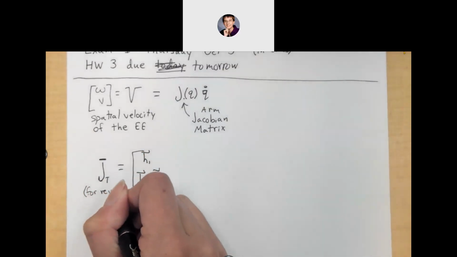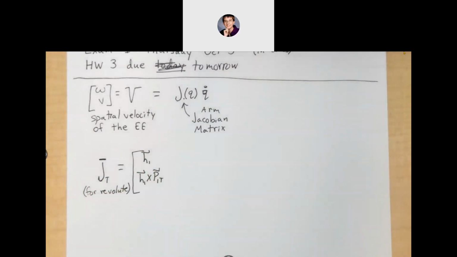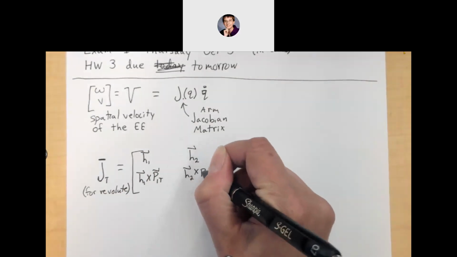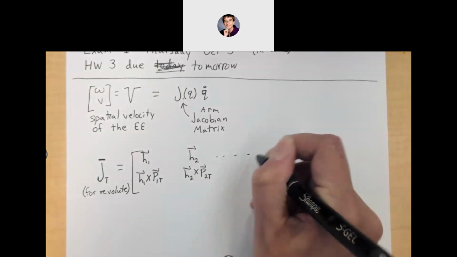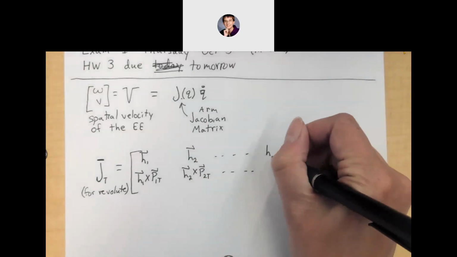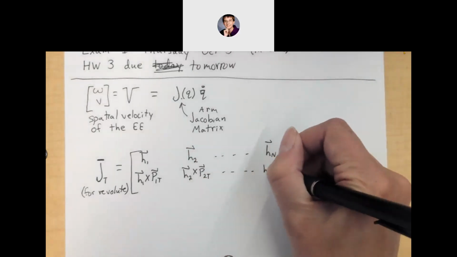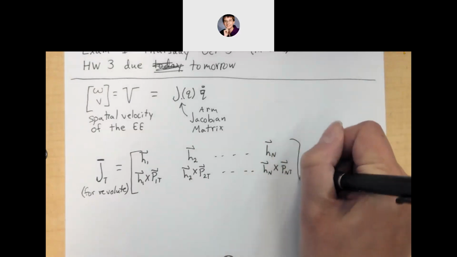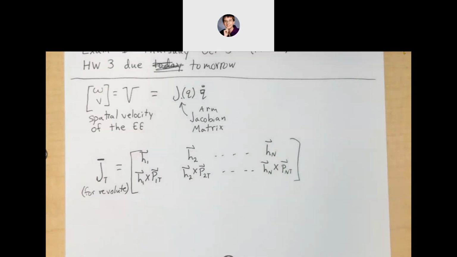And I'll note that this is for revolute joints. And we have H2 cross P2T, so on and so forth, up to HN cross PNT. Right. So this is the form of our Jacobian matrix for an arm which is composed of revolute joints.